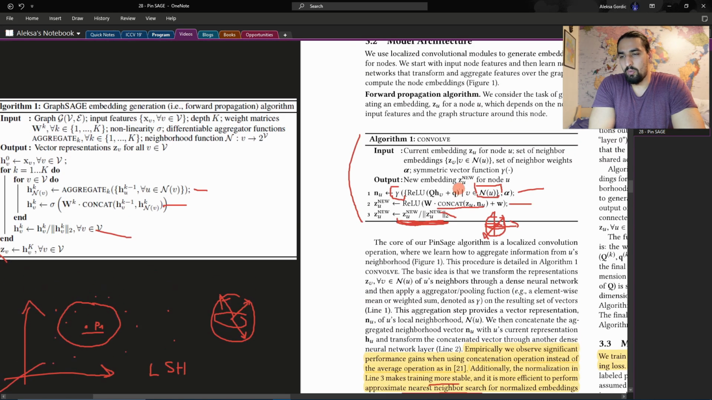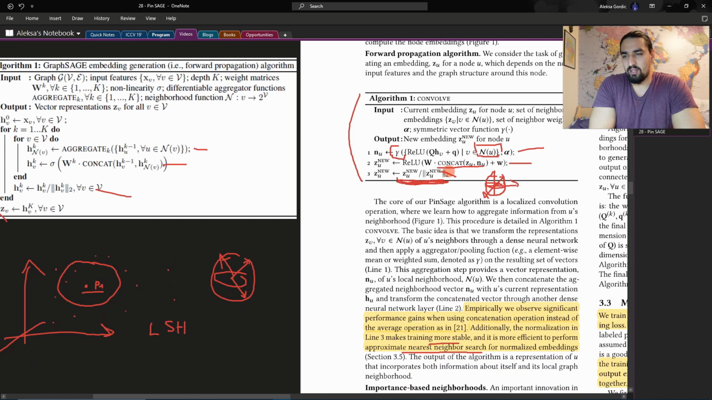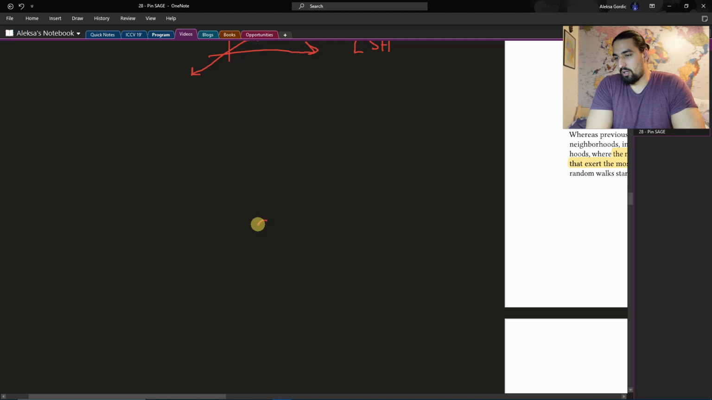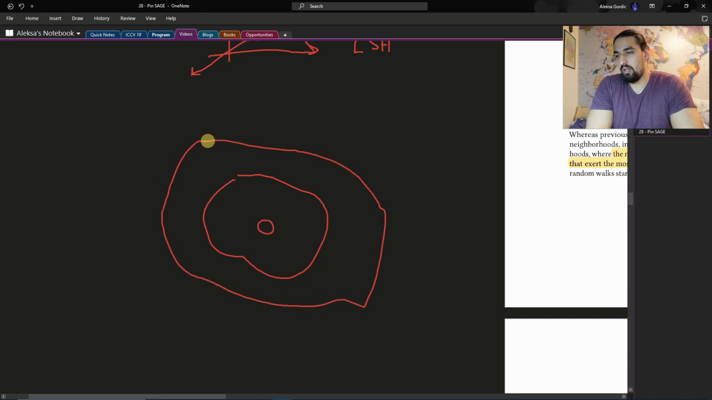Okay, with those details out of the way, let me explain the 2 most important parts, and that's neighborhood and importance sampling. So basically, this is how it looks. We have a target node, and we have its neighborhood. So this is the 1-hop neighborhood, this is the 2-hop neighborhood, 3-hop, etc. So what we do basically is the following. We take a bunch of random walks which are decently short, and we run them in parallel.